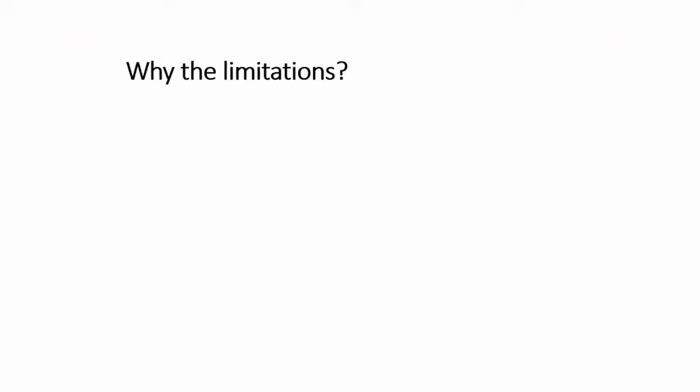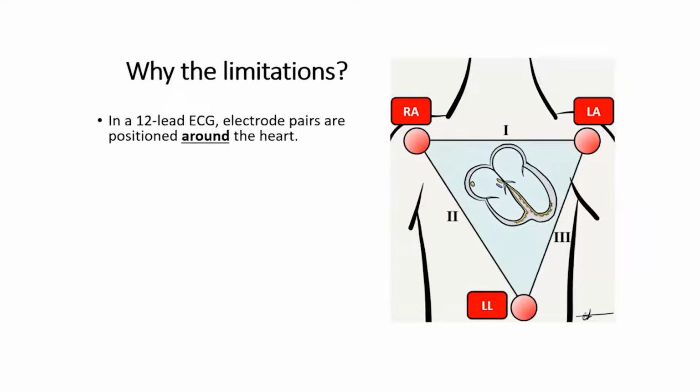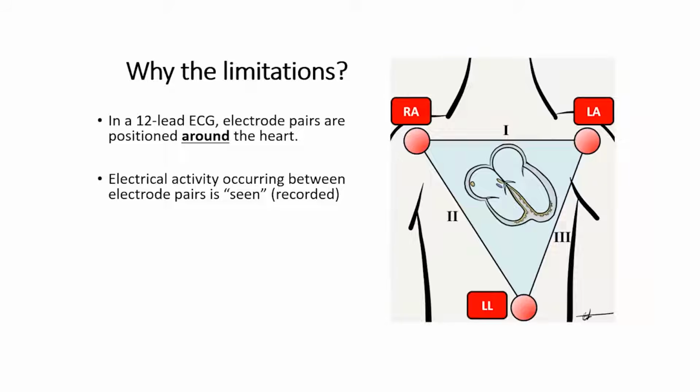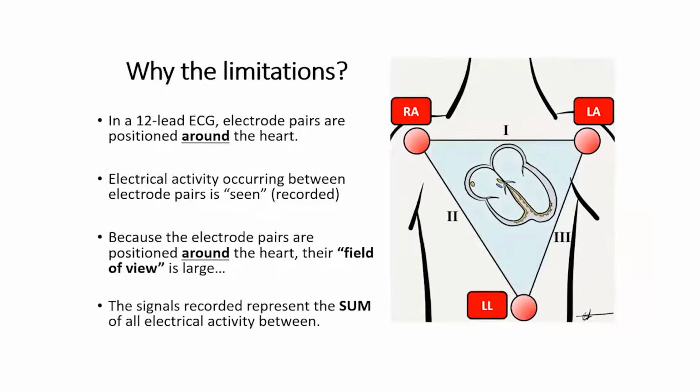So why are there limitations to the surface 12-lead? Well, if we think about how the surface 12-lead is formed, this is based on electrical recordings from electrodes that are positioned around the heart. Electrical activity occurs between these electrode pairs and is seen or recorded. Because the electrode pairs are positioned around the heart, their field of view is large. And the signals recorded here represent the sum of all electrical activity in between.